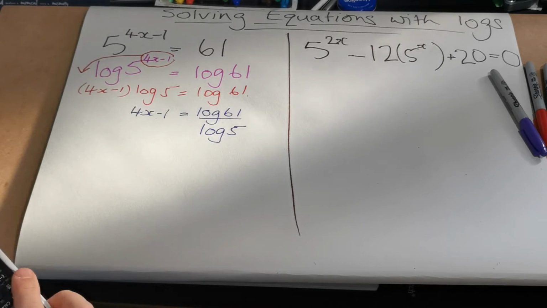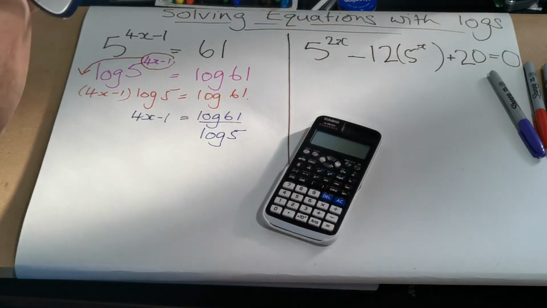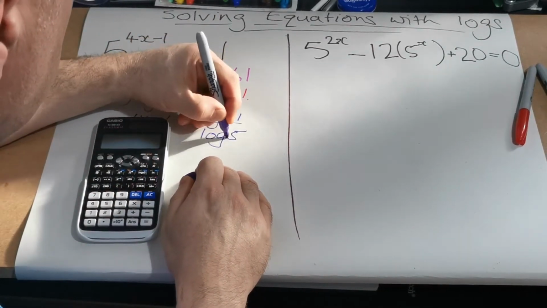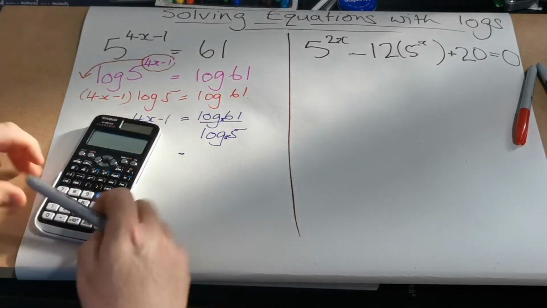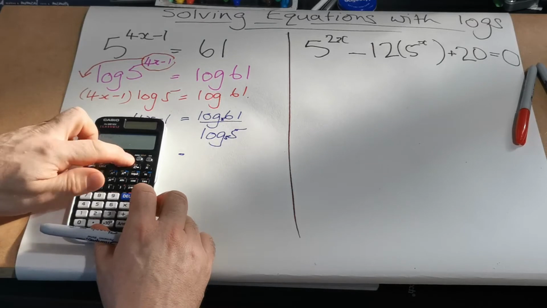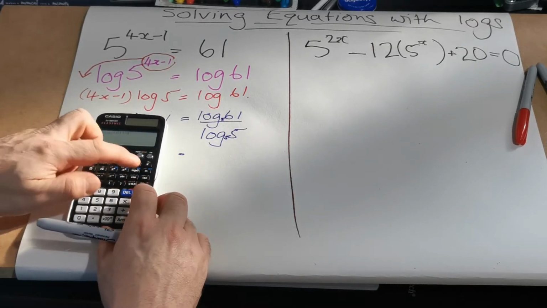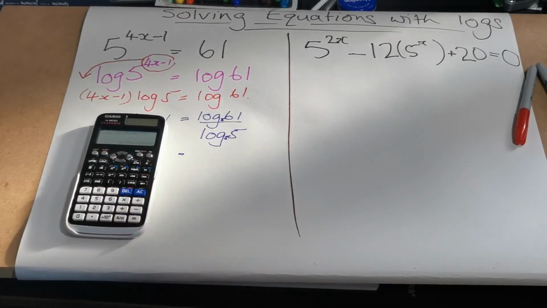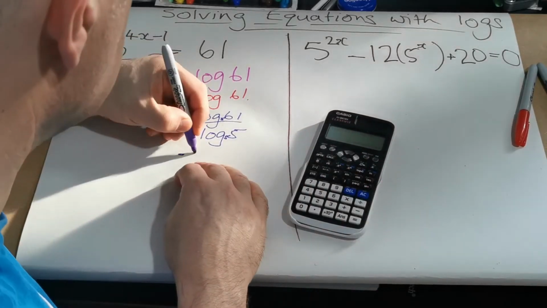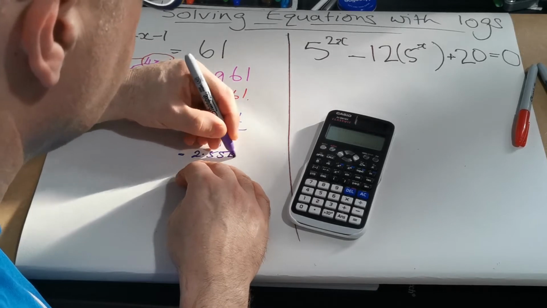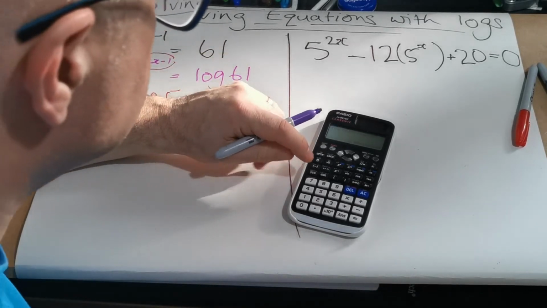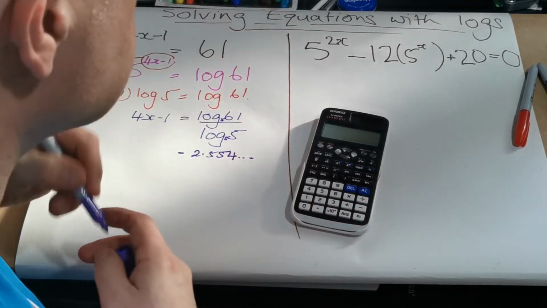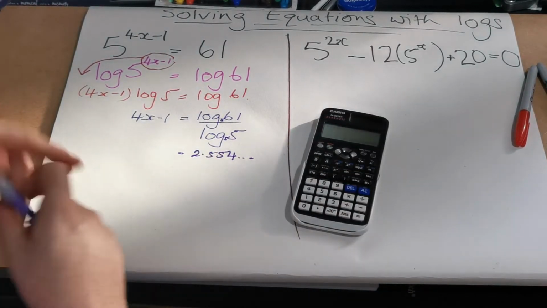Old calculators would have log to the base 10 and log to the base e. To make this easier, I might choose log to the base 5. So I'm going to go log to the base 5 of 61 divided by log to the base 5 of 5. What power of 5 is 5? So that would be 1. So we've got 2.554, and I'm going to store that in memory A, so I'll press STO and then an A, and that's now firmly linked in memory A.